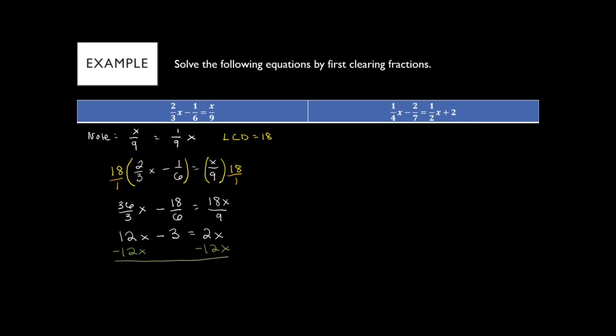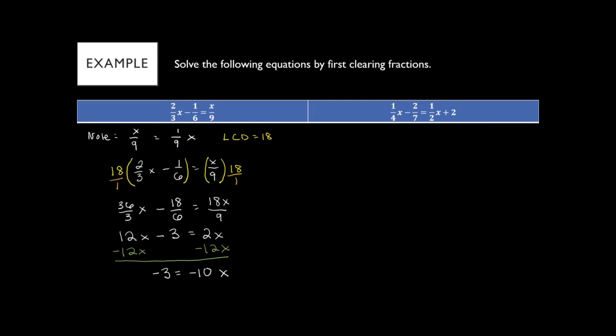And I didn't quite give myself enough room here. So 12x minus 12x is 0. I get a negative 3 equals 2x minus 12x. So you just do 2 minus 12, so that's negative 10, and then you have your x. So we have negative 3 equals negative 10x.